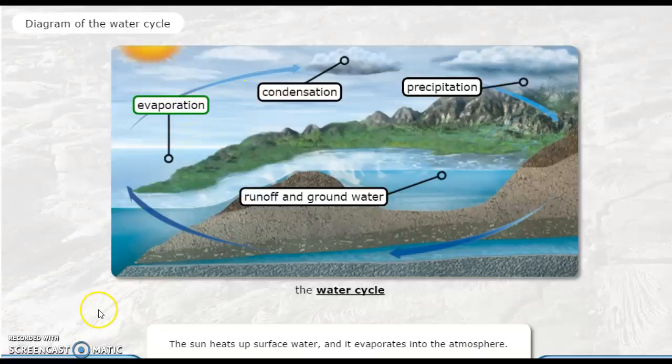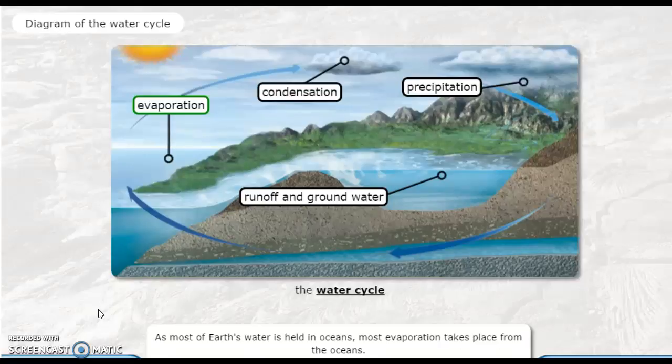The sun heats up surface water and it evaporates into the atmosphere. As most of Earth's water is held in oceans, most evaporation takes place from the oceans.